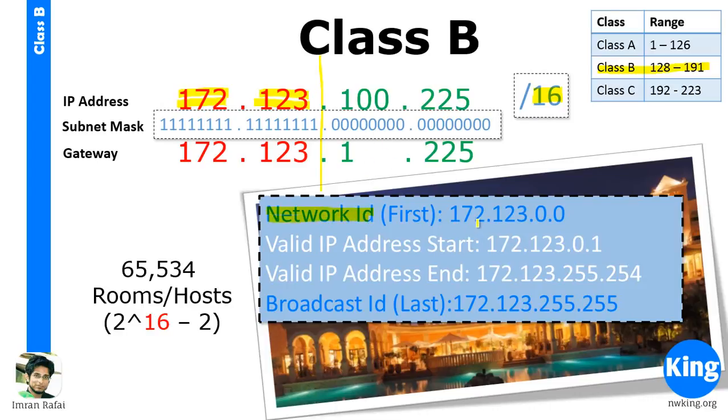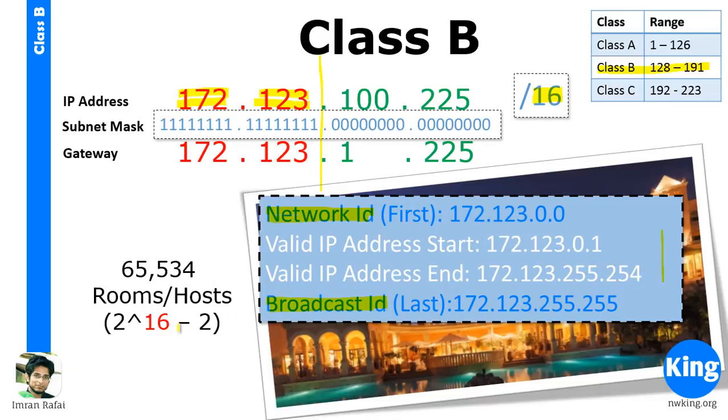So 172.123.0.0 is the network ID, and the broadcast ID is made by setting the host bits to all ones. So the broadcast ID is 172.123.255.255. Valid IPs are between 172.123.0.1 and 172.123.255.254. How do we know how many valid IP addresses there are?